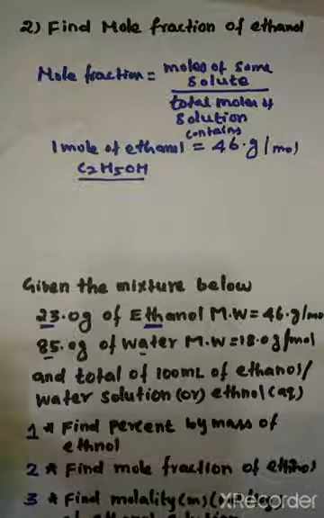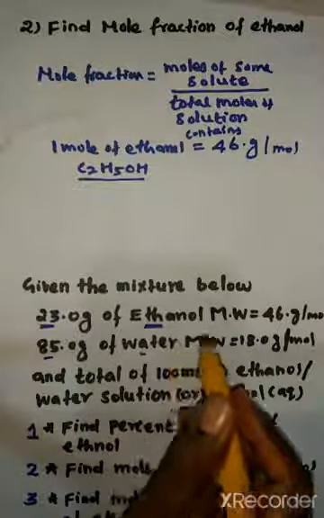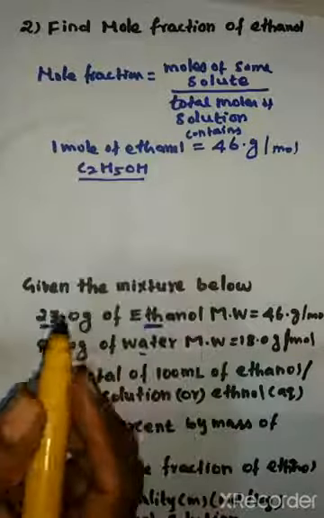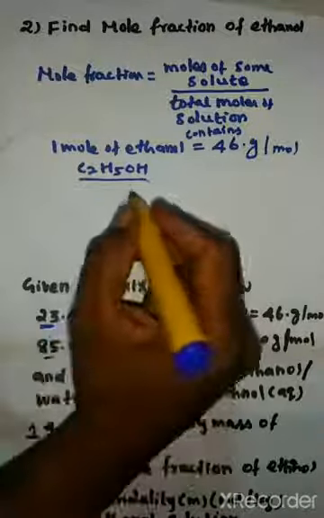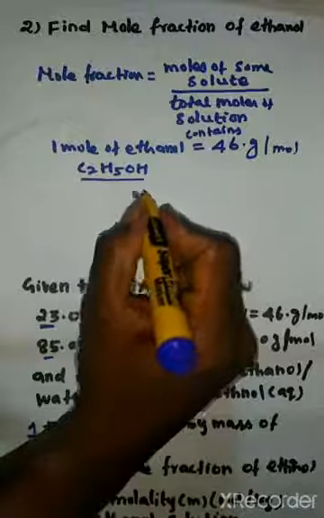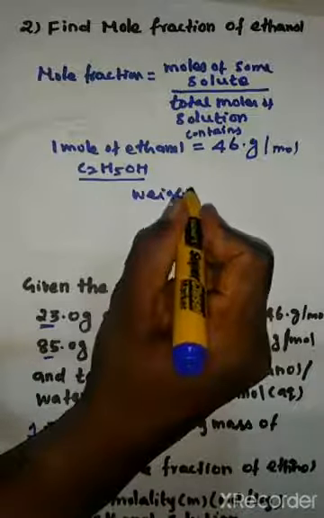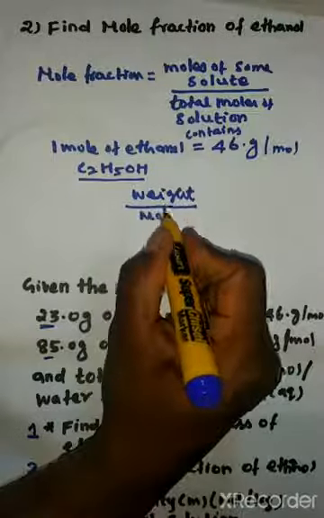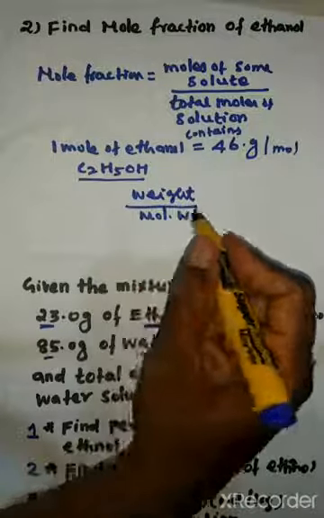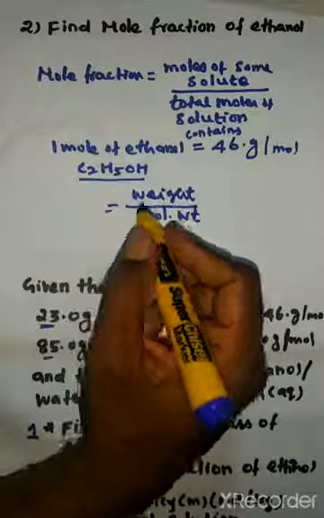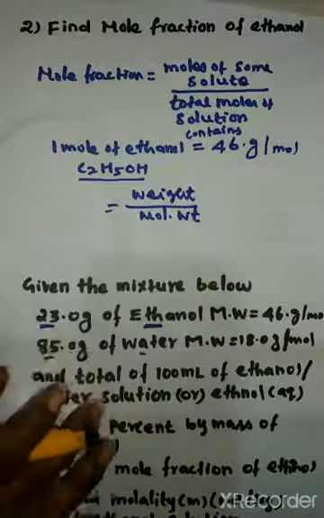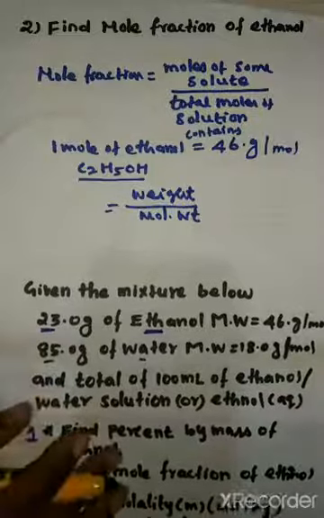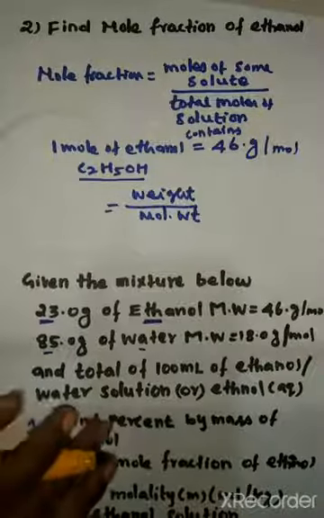But in the problem, the moles of the ethanol is not given. We need to calculate. To calculate the moles, we have a formula: number of moles is equal to weight divided by molecular weight. This is the formula to find the number of moles of a particular solute or the solvent.